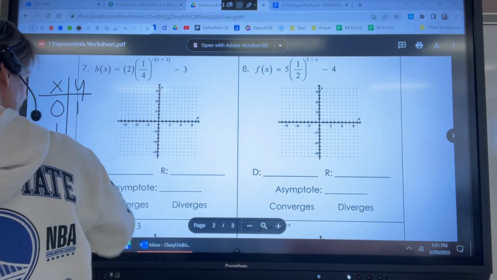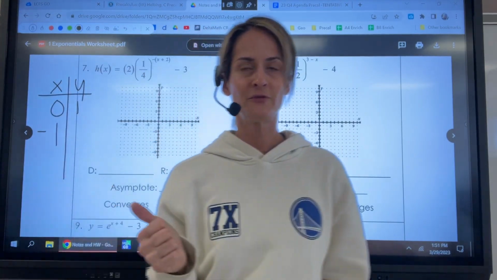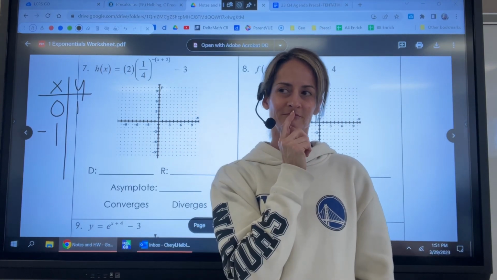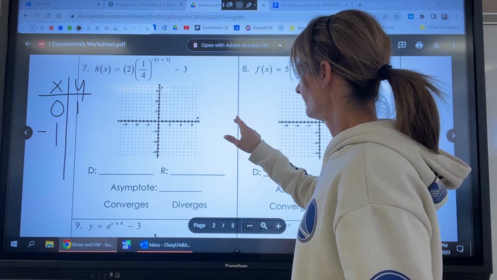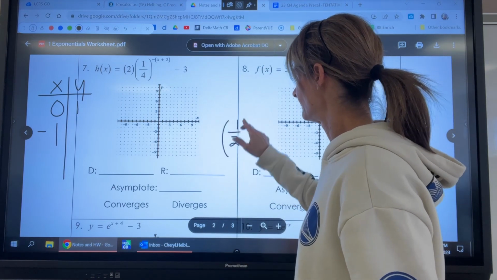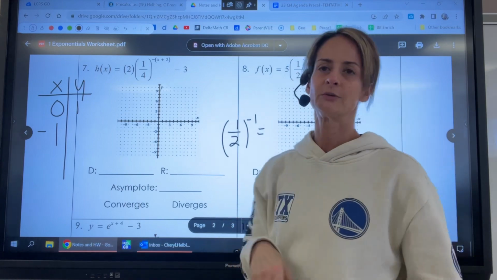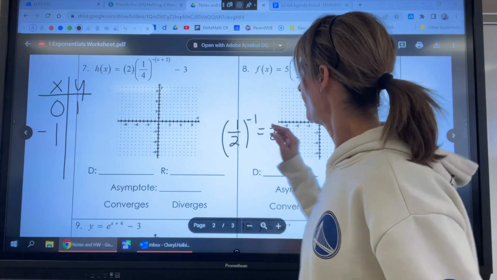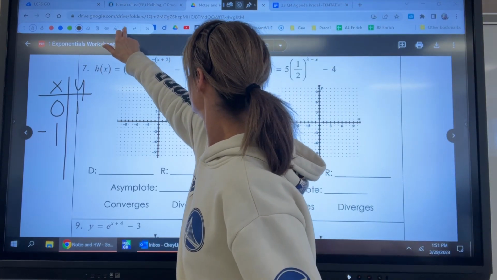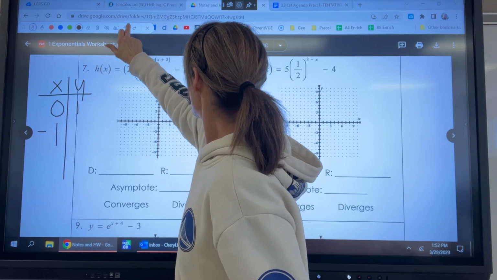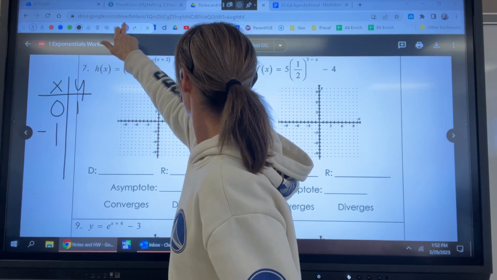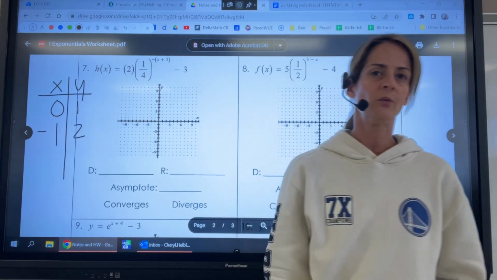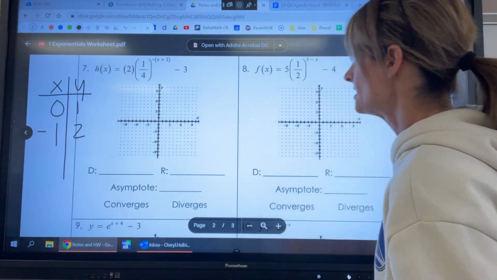Because, as we just learned in our review from radicals, what's 1/2 to the -1 power? That would put the 2 to the -1 power, which is equal to 2. Much easier to graph. And that's in my notes, but I think it'll probably be easier for you to understand now. If I plug in -1, I'm going to get 2. That point's easier to graph than 1/2. So that's just what we do.